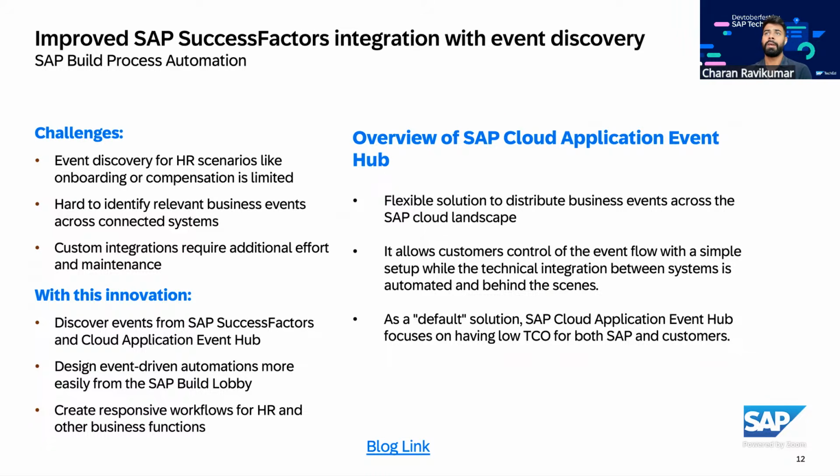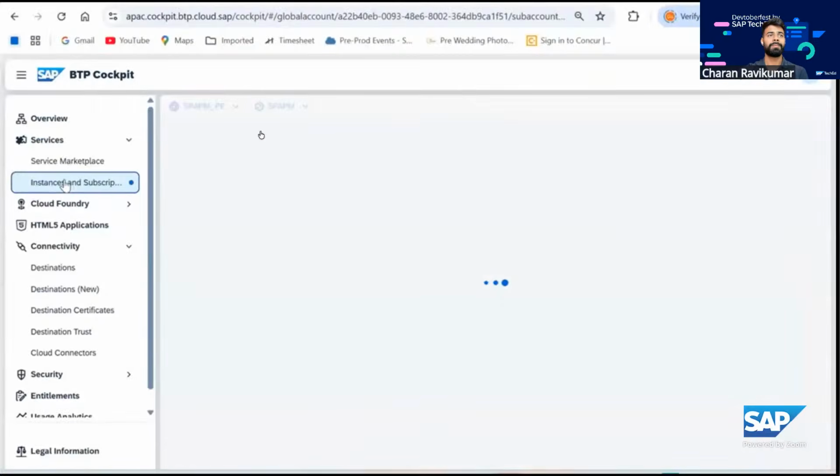An overview of application Event Hub: it's flexible. It can be used for business events across the SAP landscape. It allows customers to control event flow with a simple setup, which we will see in a few minutes. And it's also a default solution for SAP Cloud Application Event Hub, focusing on low cost and for both SAP and for customers. Now let's go to the demo.